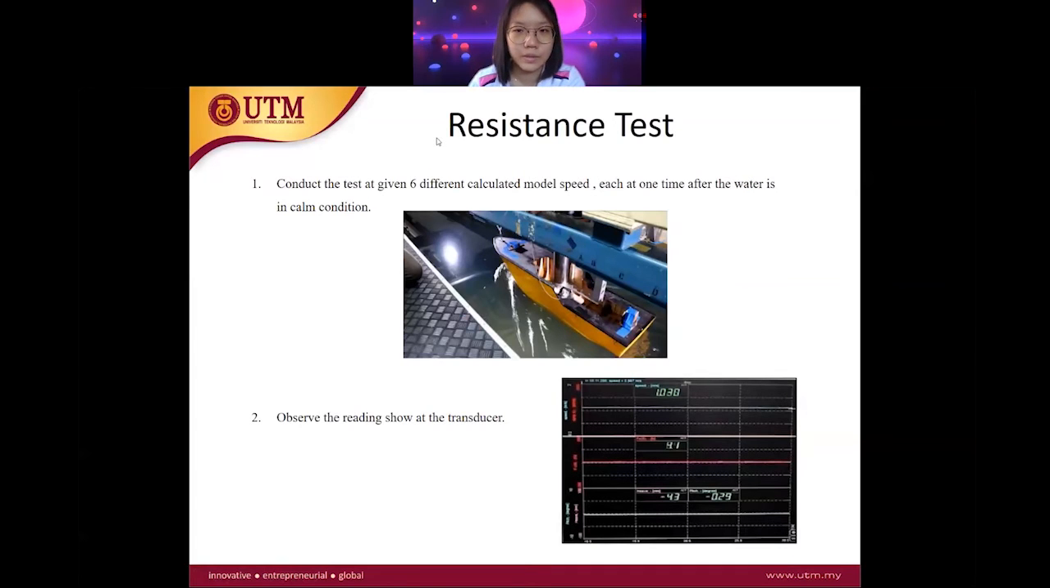So here is shown the resistance test. Conduct the test at the given 6 different calculated model speeds, each at one time after the water is in a calm condition. Then we have to observe the reading shown at the transducer.